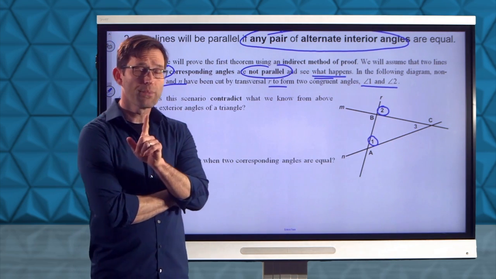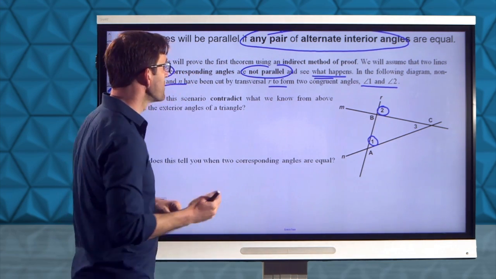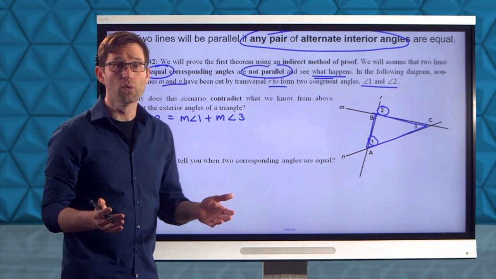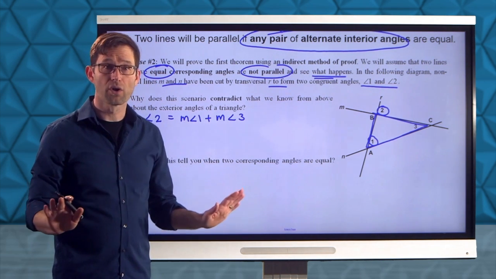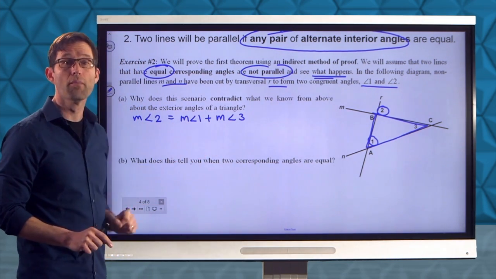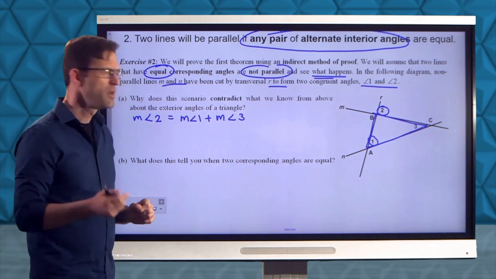All right. Well, what we learned about exterior angles of a triangle is that the measure of angle 2, which is the exterior angle of this particular triangle, must be equal to the measure of angle 1 plus the measure of angle 3. That's true of all triangles. The exterior angle must be the sum of the two remote interior angles.